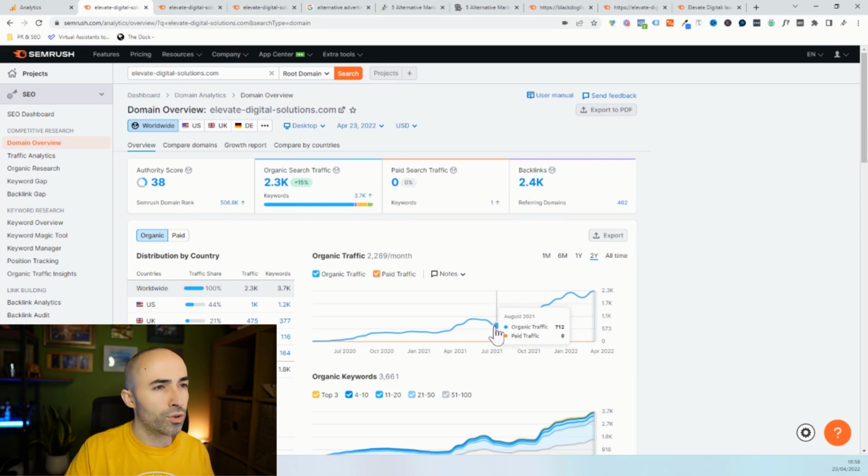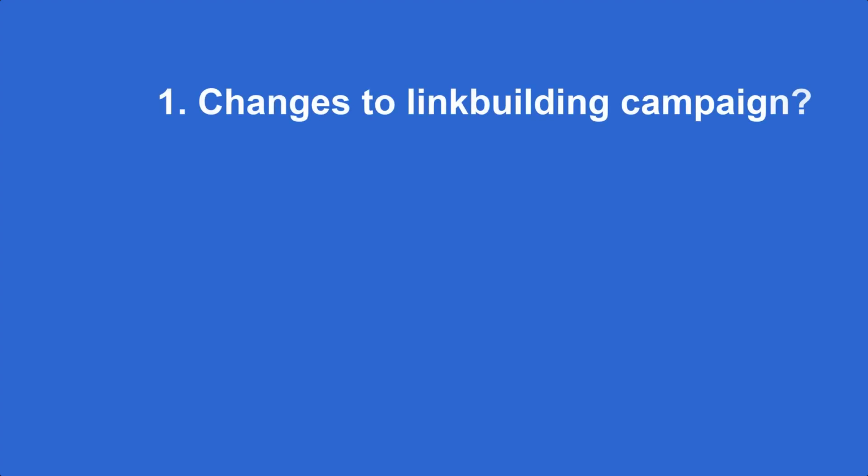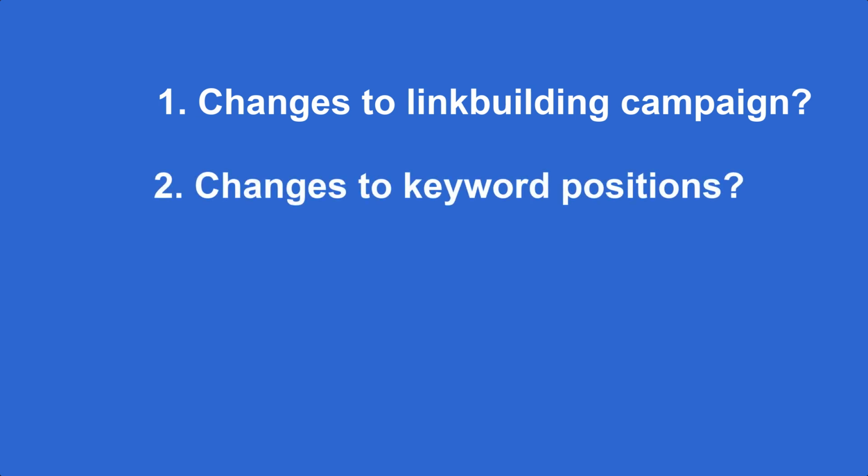So once we know where the drop in traffic has happened, there's really four main things that we're going to want to look at here. First is your backlinks. Have you recently been doing a link building campaign, but you've suddenly stopped and have lost momentum on it? Next is just any general keyword movements. Are there some big keywords you were ranking for where your competitors are now outranking you?